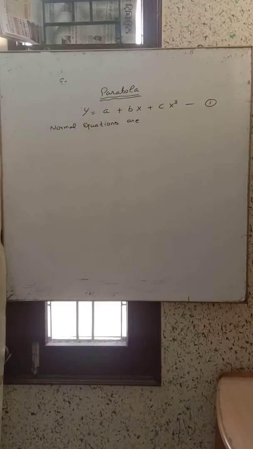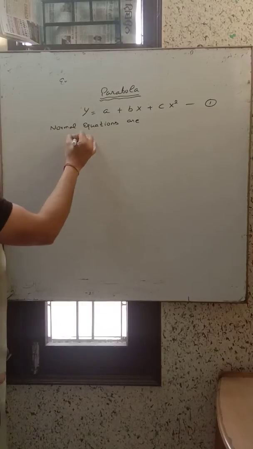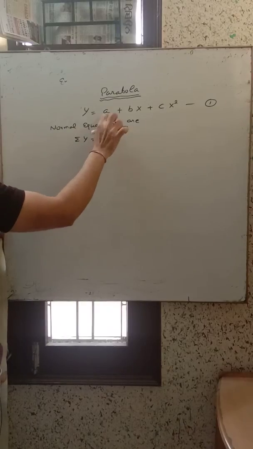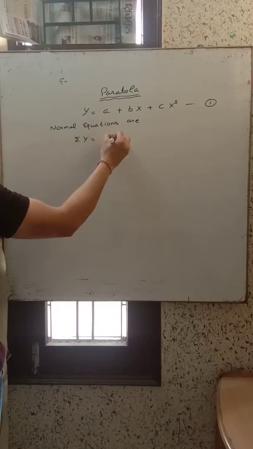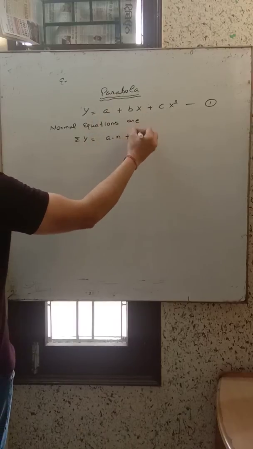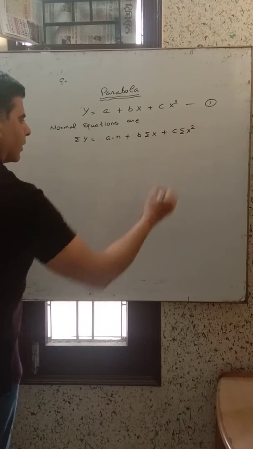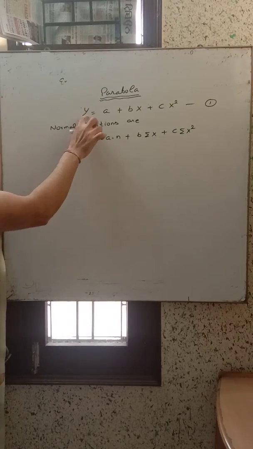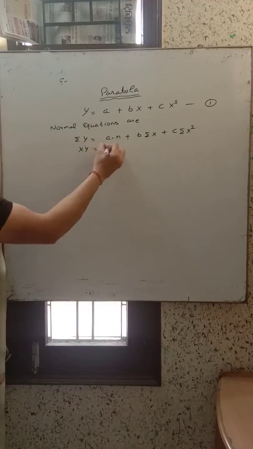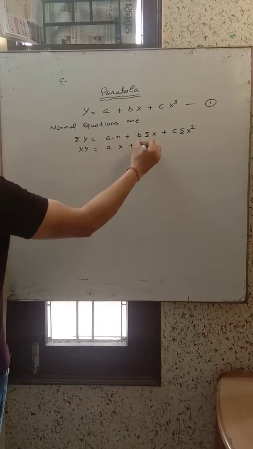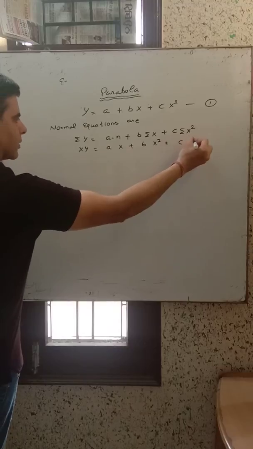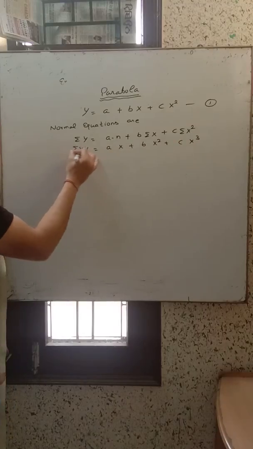The first equation is developed by using the summation of all the values. By putting into equation number 1, we will get summation y is equal to a added n times, so a times n, plus b times summation x, plus c times summation x square. Then we multiply this equation by x, and we will get xy, a times x, b times x square, c times x cube, and then we add up all these values.